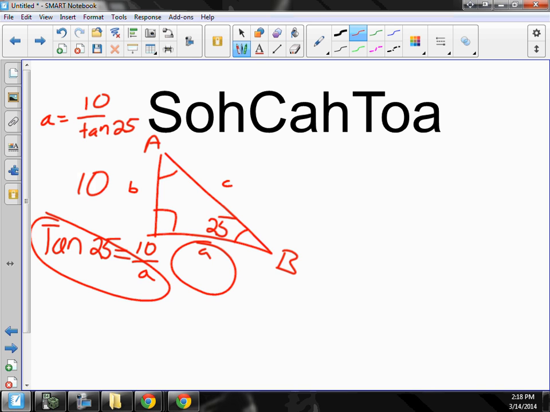Don't worry about the a's and b's. That's really not important. Over the adjacent. Yes. Well, adjacent is the one that is next to the 25.